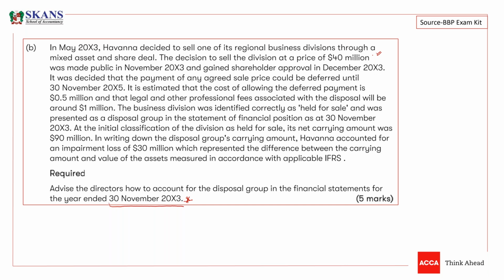It gained shareholders' approval in December 2003. It was decided that the payment of any agreed sale price could be deferred until 30th November X5. It is estimated that the cost of allowing the deferred payment is 0.5 and that legal and other professional fees associated with the disposal will be around 1 million. So what would be the cost to sell, guys? What do you think, guys? What would be the cost to sell?